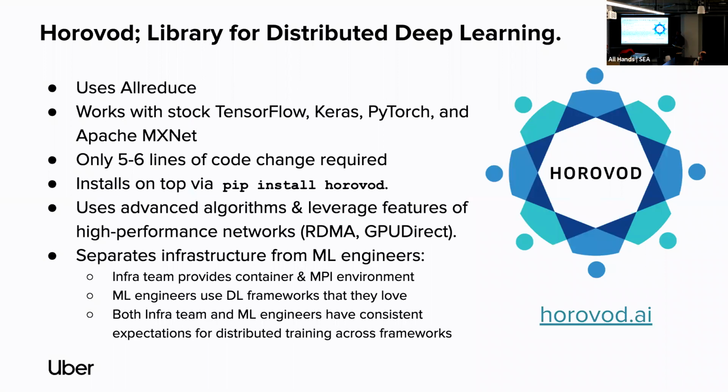It uses Allreduce under the hood. It works with stock TensorFlow, Keras, PyTorch, and Apache MXNet, so no modification to those libraries. It only requires really 5 to 6 lines of code change in your existing single GPU script. So you don't have to do a ton of work to make it work with your existing scripts. It's a pip install horovod to install it.